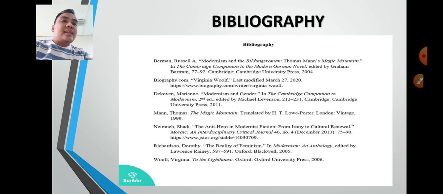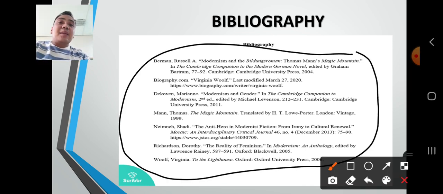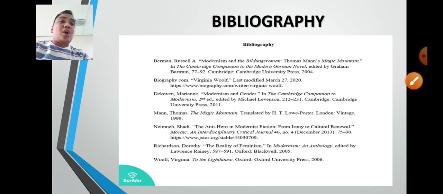And to give you an example of a bibliography, we have the following illustration. Note that we combine all of the references in a given page, and take note that it's placed at the end part of your research paper. And it is known as bibliography. So this is the difference between in-text citation and bibliography.